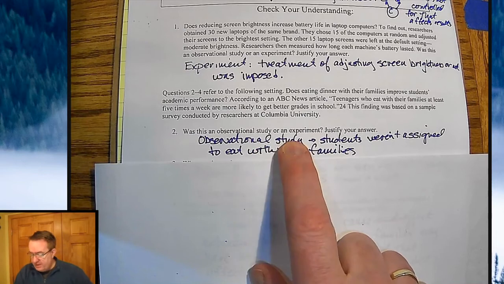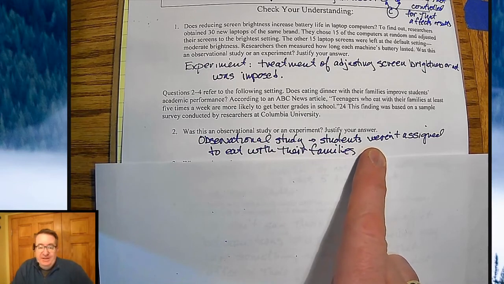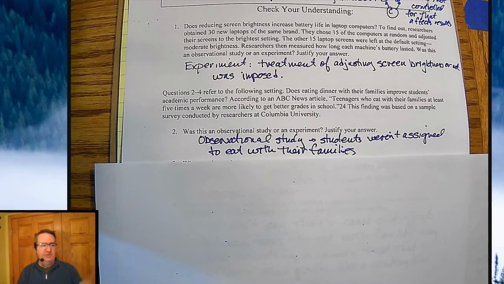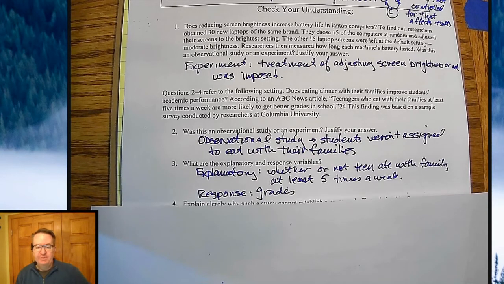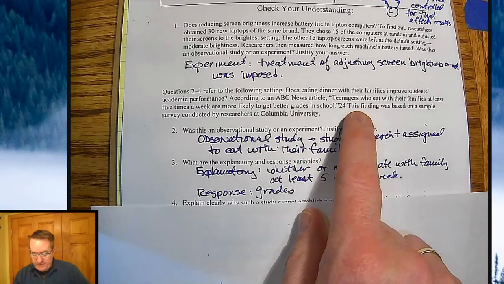This is an observational study because the students weren't assigned to eat with their families. If you wanted this to be an experiment, you would take 100 students and say, you need to eat with your families 5 times a week and you guys need to not eat with your family 5 times a week. And they didn't do any of that. Explanatory variable: whether or not the teens ate with their family at least 5 times a week. And the response is simply their grades. Again, that's really nicely spelled out up here.